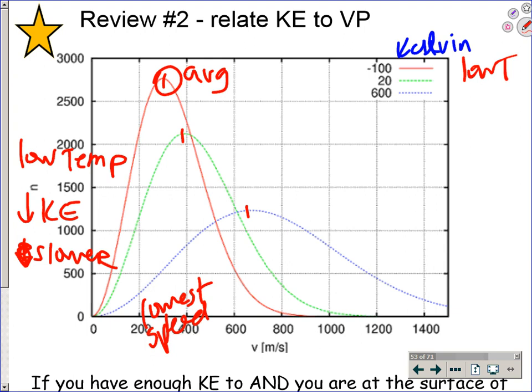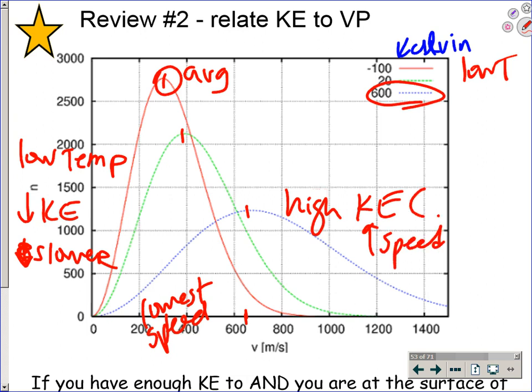All right, so Drew's table, tell me about the blue one. Highest kinetic energy, because it's at the 600, okay? Great, so the meters per second is sitting at 650 meters per second, so it's going to have the greatest speed, and that's because of the increase in temperature. So this is just a quick reminder, we're relating temperature and kinetic energy, and within that, we should be able to think about how this can relate to vapor pressure.